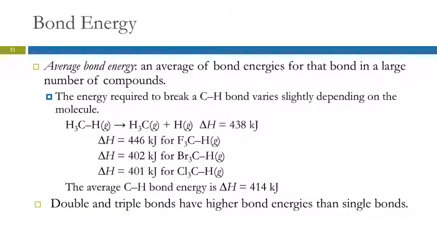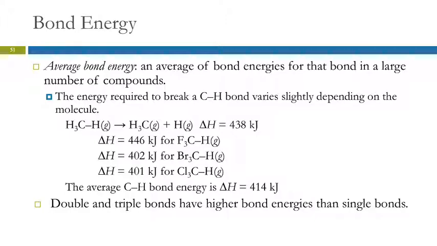So bond energy varies a little bit. If we look at a carbon-hydrogen bond in different compounds, here we have a carbon-hydrogen bond where the carbon's bonded to 3 other hydrogens. That has a bond energy of 438. In this compound where the carbon's bonded to fluorine, the carbon-hydrogen bond is 446. It's stronger. Here with bromines, it's 402, and with chlorine, it's 401. So the same bond between carbon and hydrogen will vary in strength a little bit depending on what else is going on in the molecule.